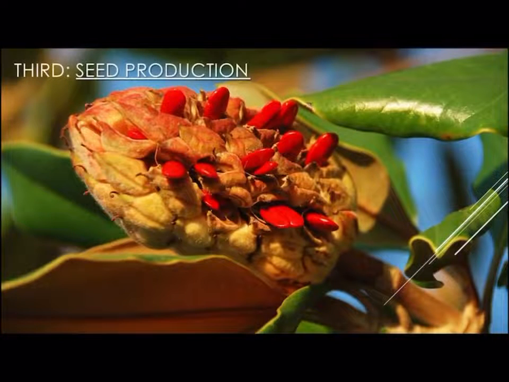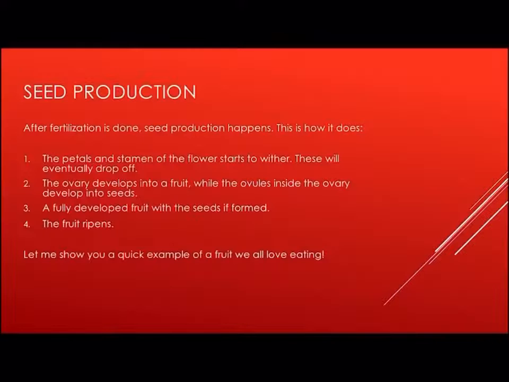Third and last is the seed production. When petals and the stamen of the flower starts to wither, they will fall off. The ovary develops into a fruit, while the ovules inside the ovary develop into seeds. A fully developed fruit with the seed is formed. The fruit ripens. Let me show a quick example of a fruit we all love eating.